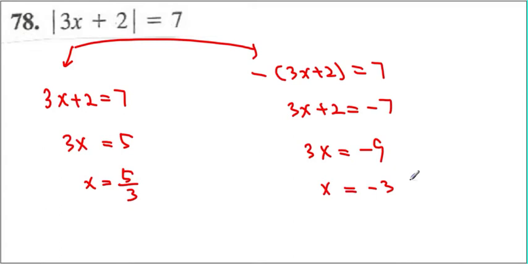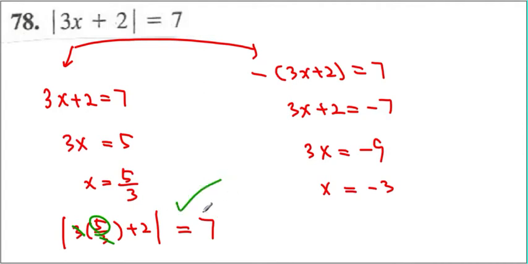Now, once again, we have to see if both of them work. Now, once you plug in 5 over 3 in place of x, you will realize that it becomes absolute value of 3 times 5 over 3 plus 2. Is that in fact equal to 7? This becomes 3 and 3 cancel out, left with 5. 5 plus 2, that's equal to 7.